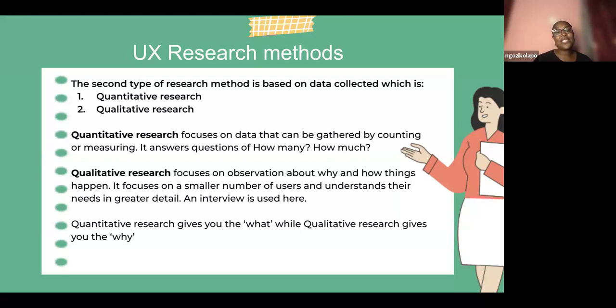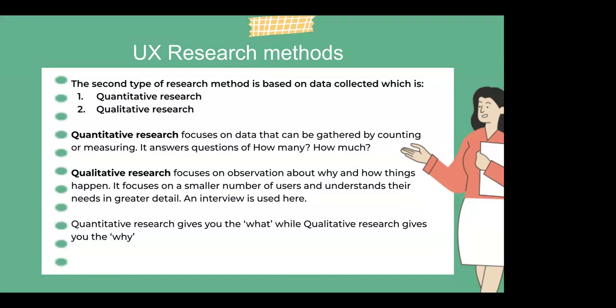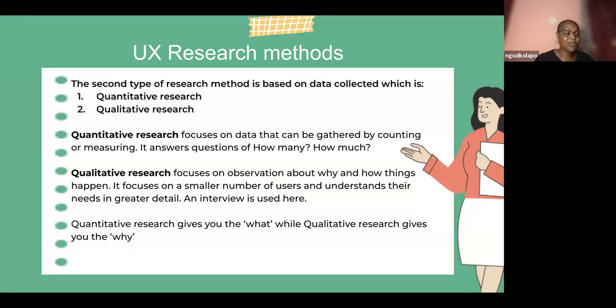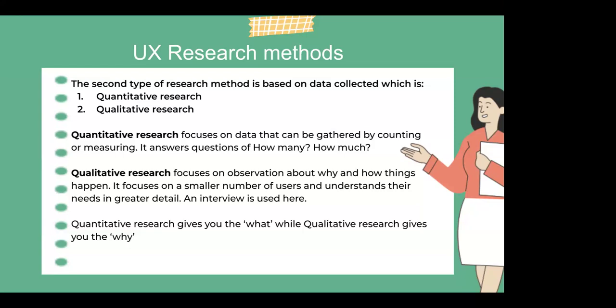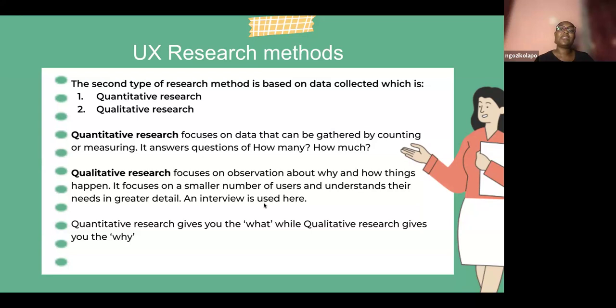So quantitative research gives you the what, while qualitative research gives you the why. In quantitative research, you have a large number of responses. You know what you're expecting from the responses you are getting, and you're going to get it. While qualitative research has a small number of users.